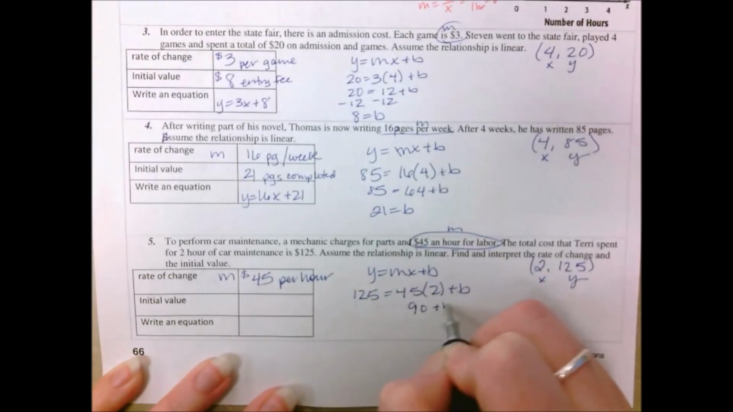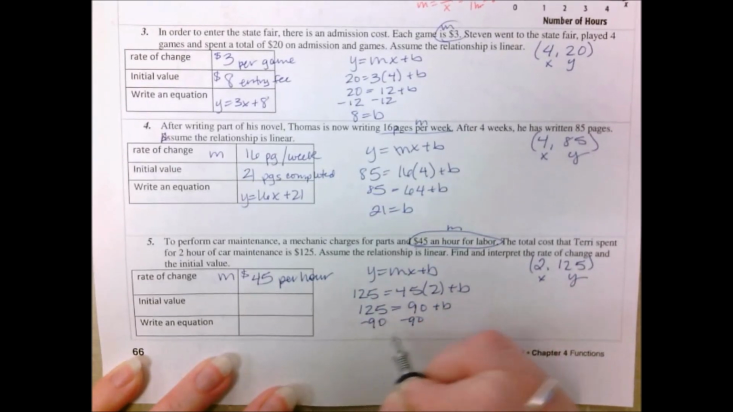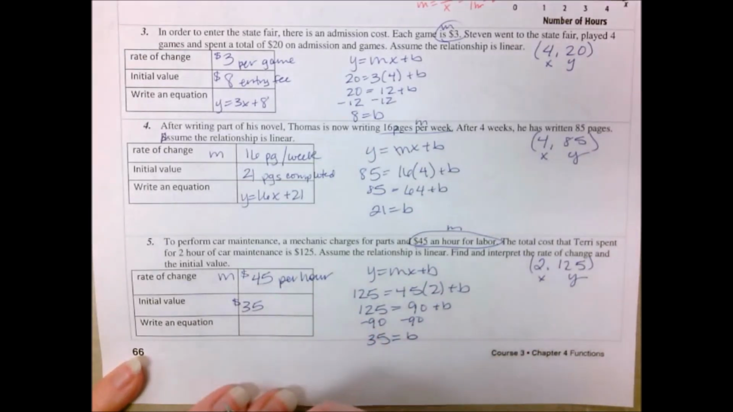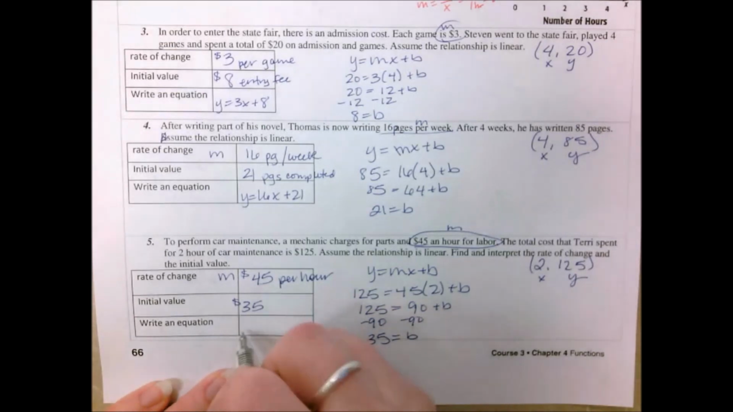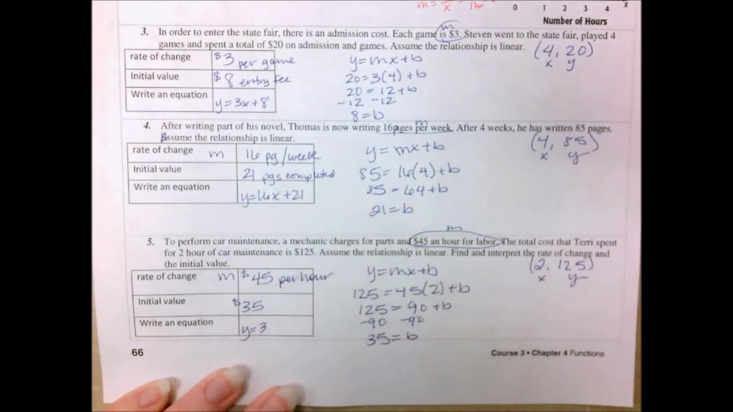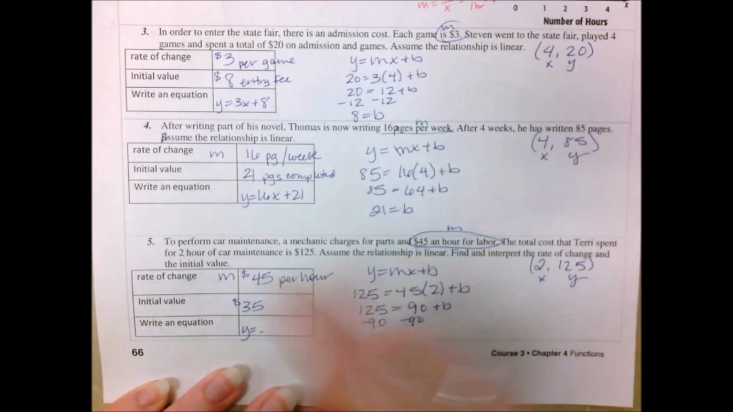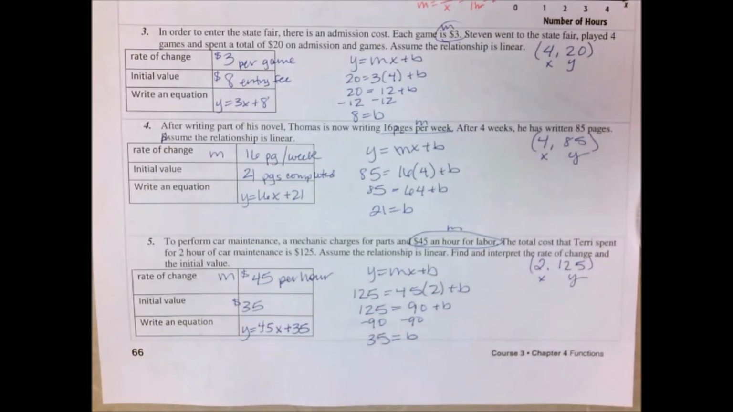45 times 2 is 90, and then subtract that 90 from 125, and we should end up with $35 for our b. So it's a $35 payment just to go in, and then your initial value is $35. So put that together in an equation. Nope. Try $45 per hour. And there should be your final equation. There you go.